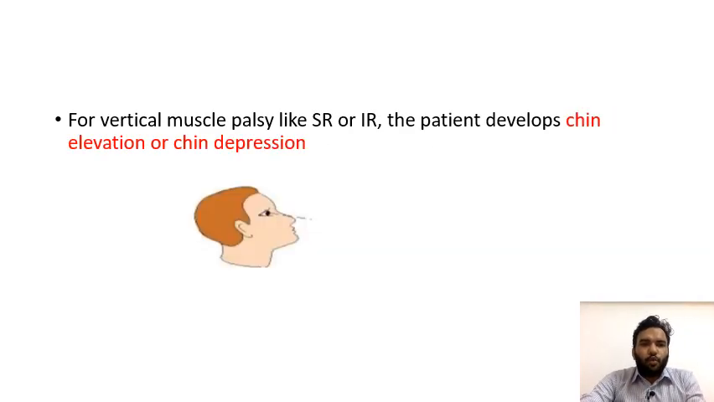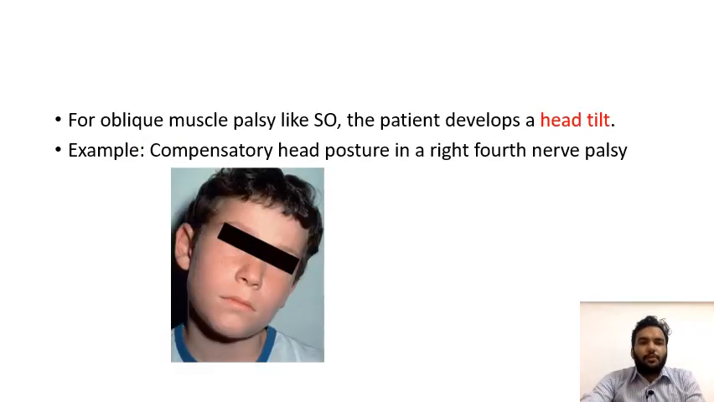Coming to vertical muscle palsy, such as superior rectus or inferior rectus, there will be chin elevation or chin depression. But isolated superior rectus or inferior rectus palsy is very difficult to happen. But lateral rectus palsy, as I showed you, can happen in the case of sixth nerve palsy. Coming to oblique muscle palsy, such as superior oblique, a patient develops a head tilt as compensatory head posture in right fourth nerve palsy. In neuro-ophthalmology, we will completely cover all these nerve palsies together.